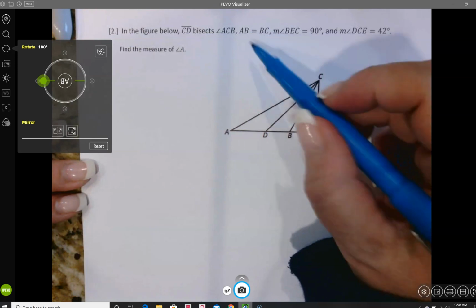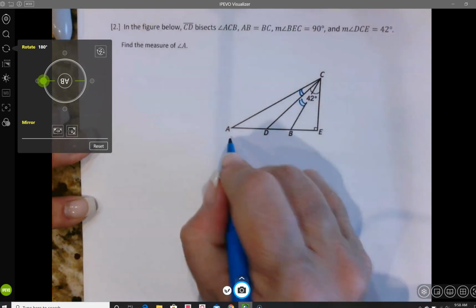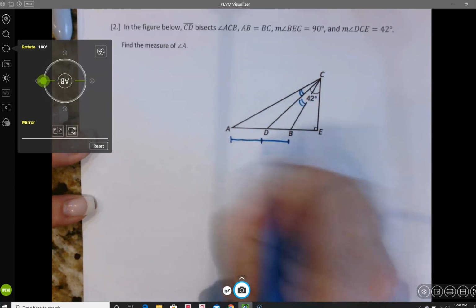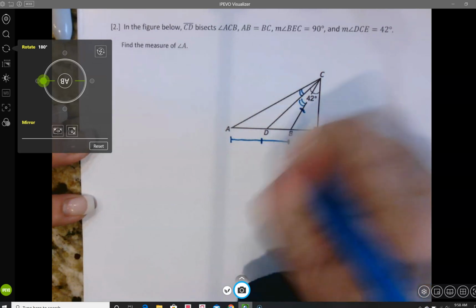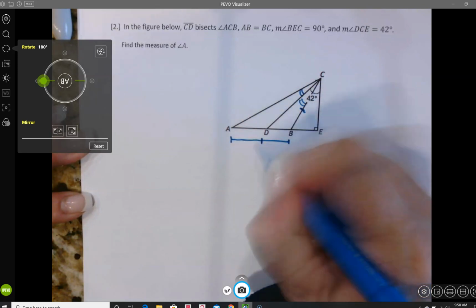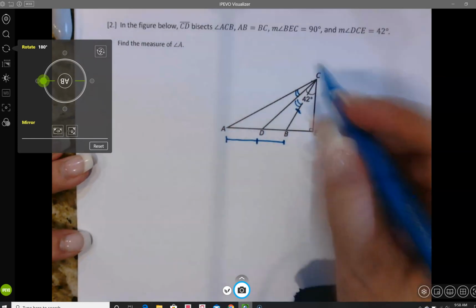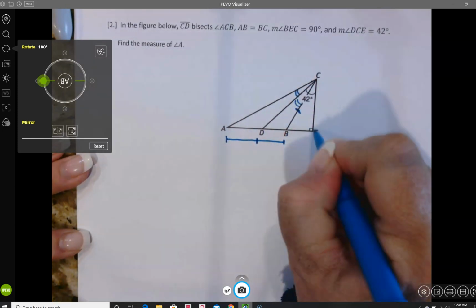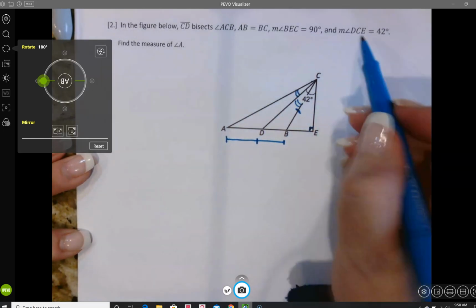Then we have some more information. AB equals BC. So AB is this segment right here, and it's equal to BC. I'm just marking those as equal, and we see that ABC, because we have two legs that are the same, is an isosceles triangle. And then BEC, the one that's already marked, is 90 degrees, so it gets a little right angle marker.